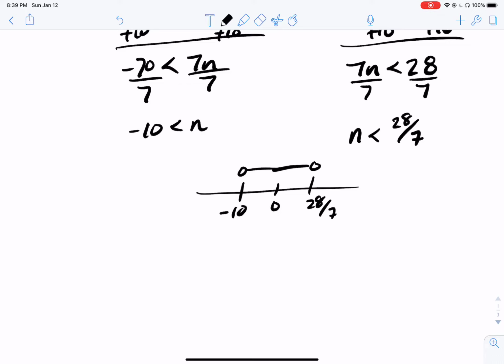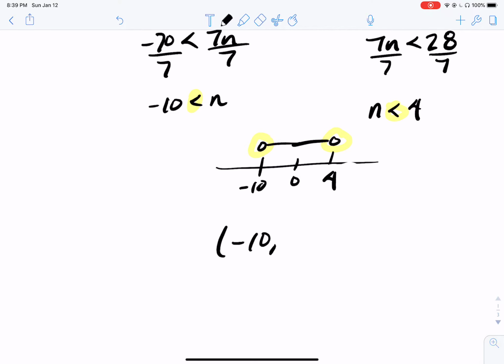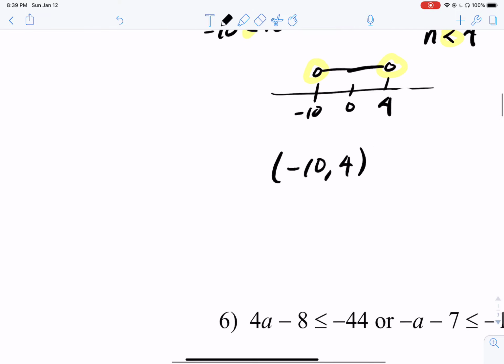Now 28 cannot be divided by 7, and they do not have a common factor. Oh yes, I'm sorry, 28 can be divided by 7. That's equal to 4. Sorry, I had a little mental break there. 28 divided by 7 is equal to 4, so I could write this as 4. So again, going back to what I was saying, because there are no equal signs on either of them, that means we're going to have open circles on the two numbers. To represent this in interval notation, we will write it as negative 10 to positive 4 with parentheses on each one of them.